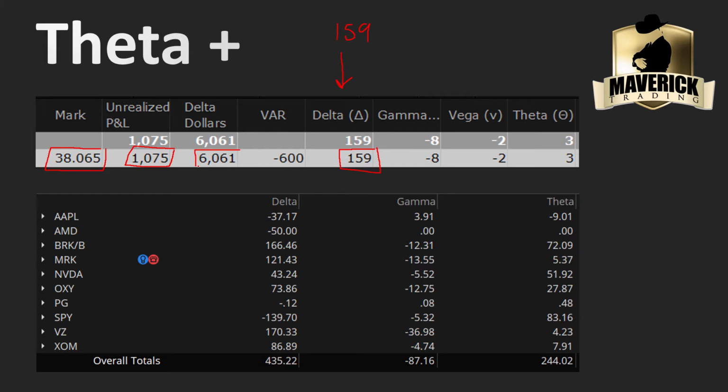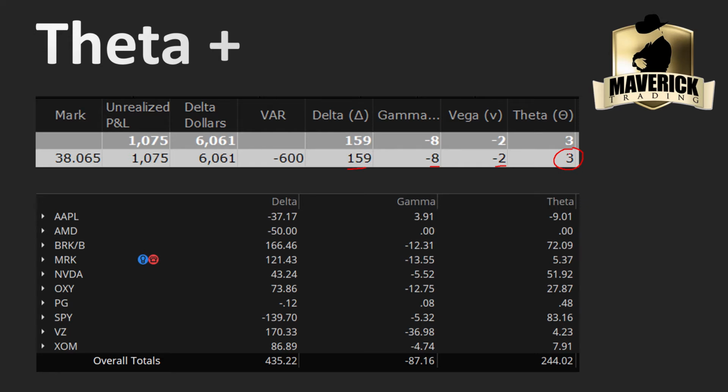Here you have it in dollars, which is simply this times this, if it's a stock position. So we have 159 delta and the stock's at 38.06. It's basically $6,000 of delta value. That's putting it into dollar terms. But you have a 159 delta. You're short 8 gamma, you're short 2 vega, and you see it's theta positive.